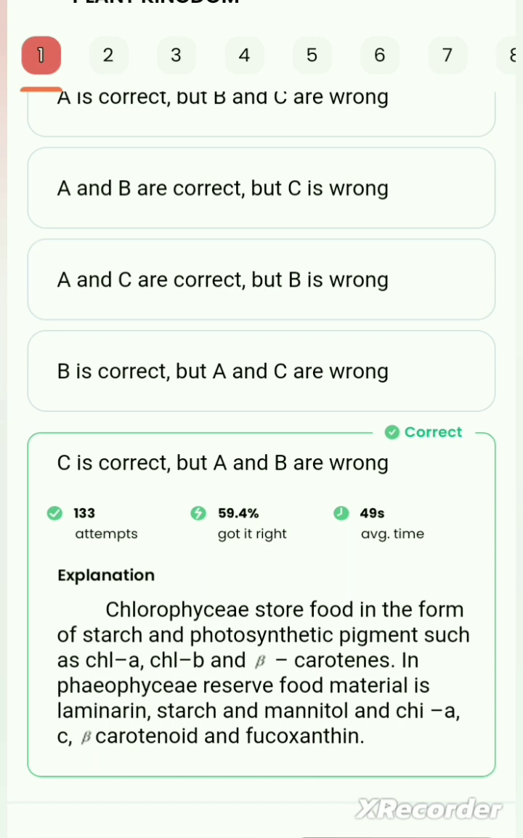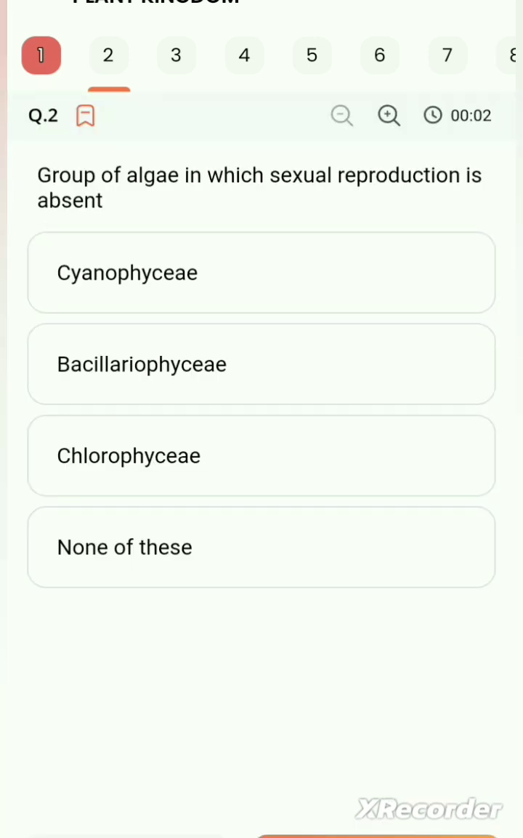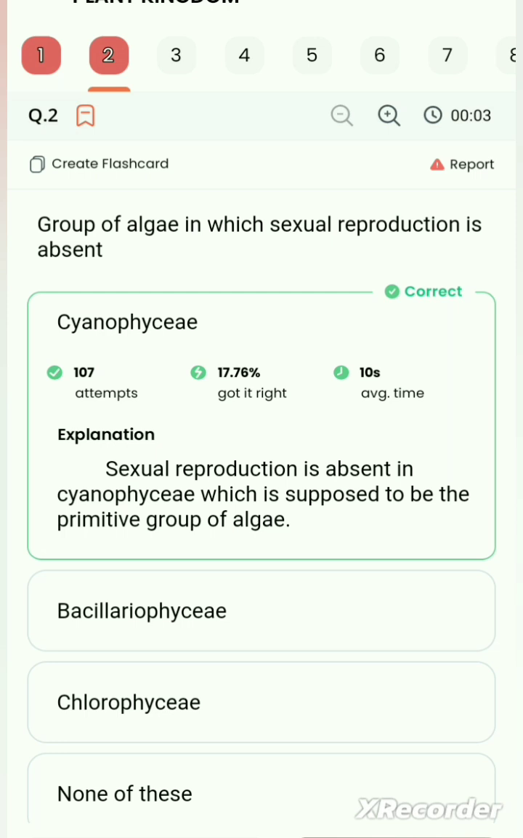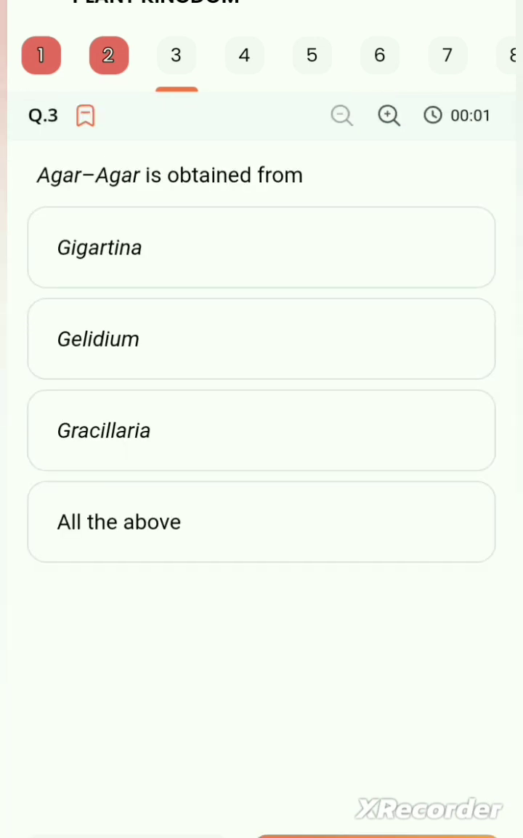carotenes, and in the phaeophyceae the reserve material is laminarin and mannitol, and the pigments are chlorophyll A and C, beta carotene and fucoxanthin. So this is given wrong here, so that is wrong. Next question, group of algae in which sexual reproduction is absent. So the answer is Cyanophyceae. Next question 3, agar-agar is obtained from.